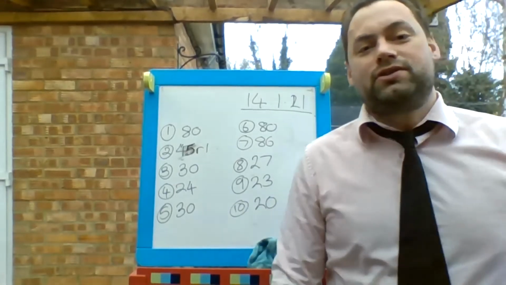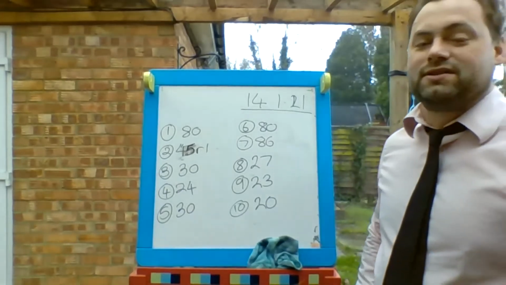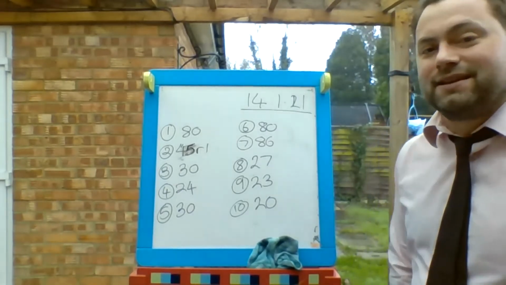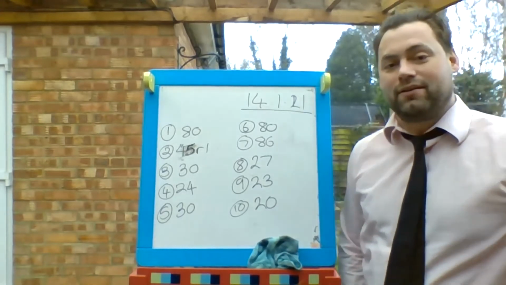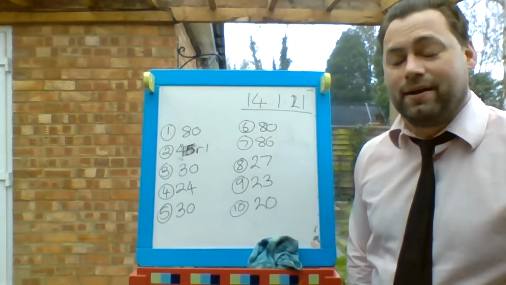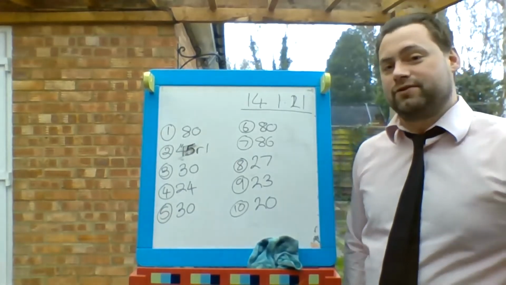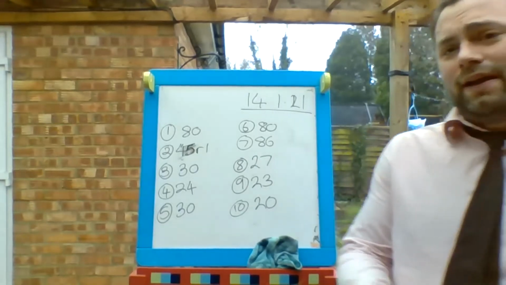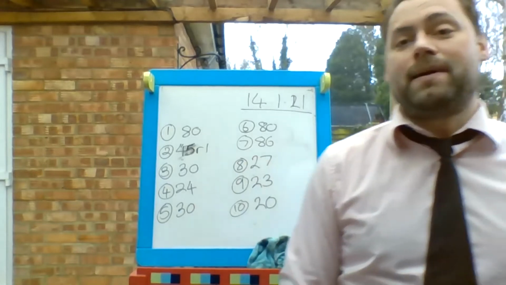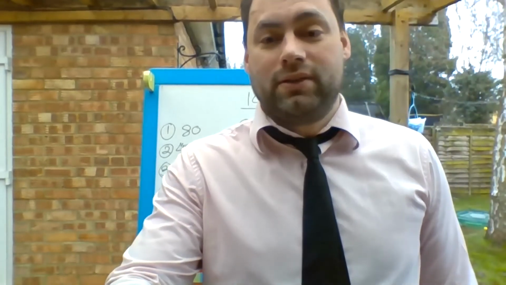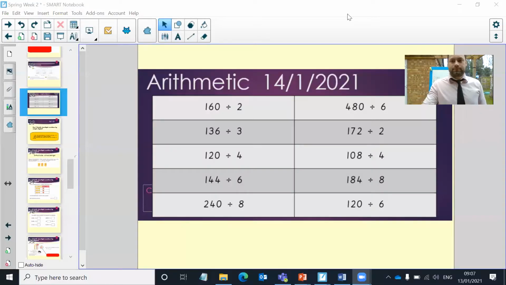Question 3 was 30. Question 4 is 24. Question 5 is 30. Question 6 is 80. Question 7 is 86. Question 8 is 27, and question 9, 23. And the last question, number 10, the answer is 20. Well done if you got all of them correct, and well done for trying. And remember, if you want to do this again after this lesson, just rewind the video back to the beginning, and you can see if you've improved.